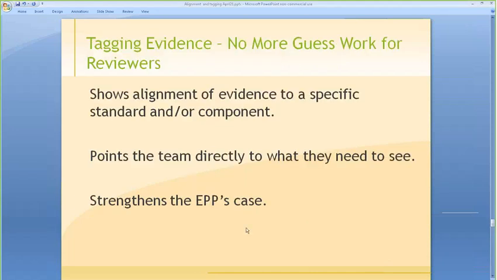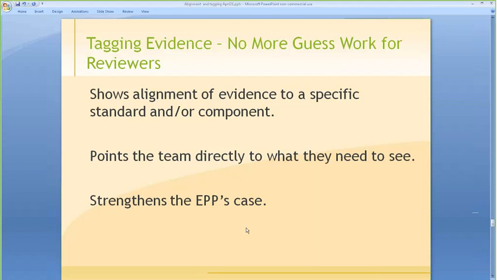Let's move forward into tagging evidence. It says no more guesswork for reviewers. This is a real important piece. It shows alignment of the evidence to a specific standard or component, points the team directly to what they need to see, and as a consequence, it really strengthens your case.